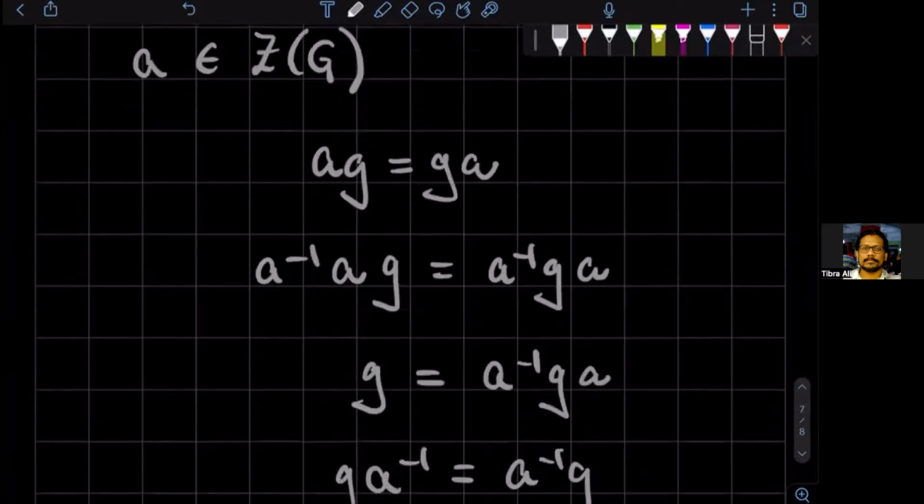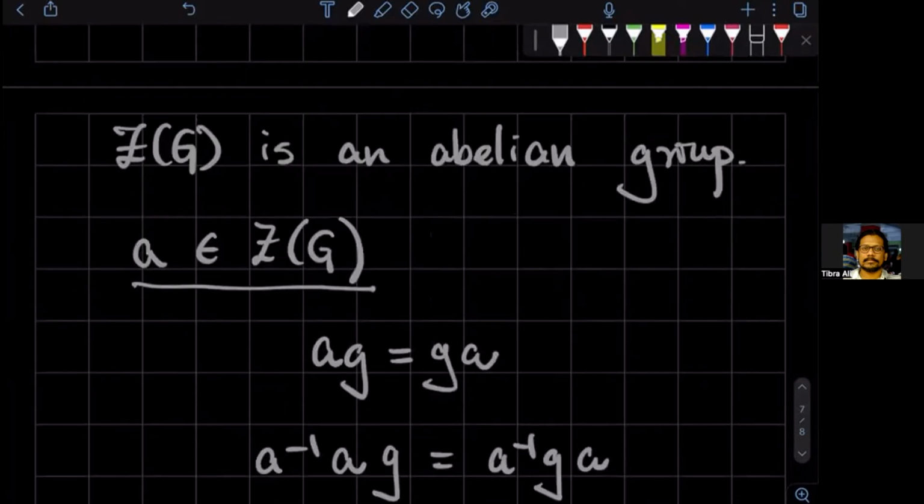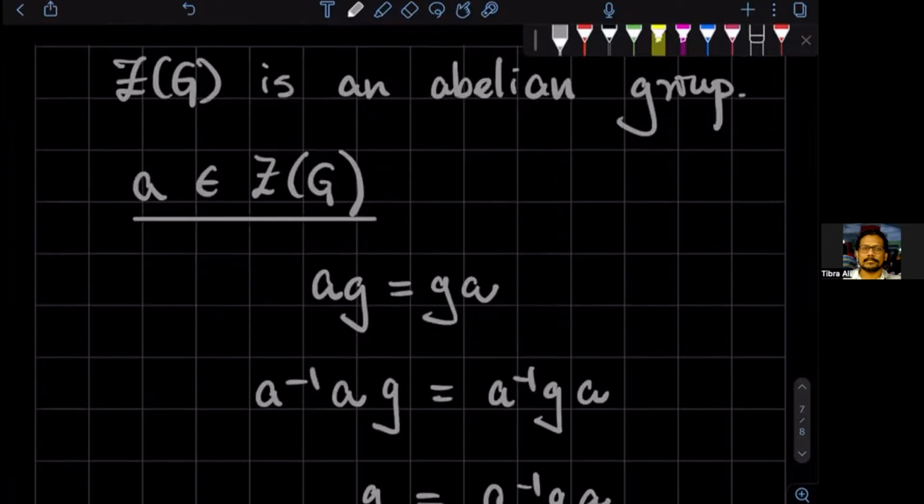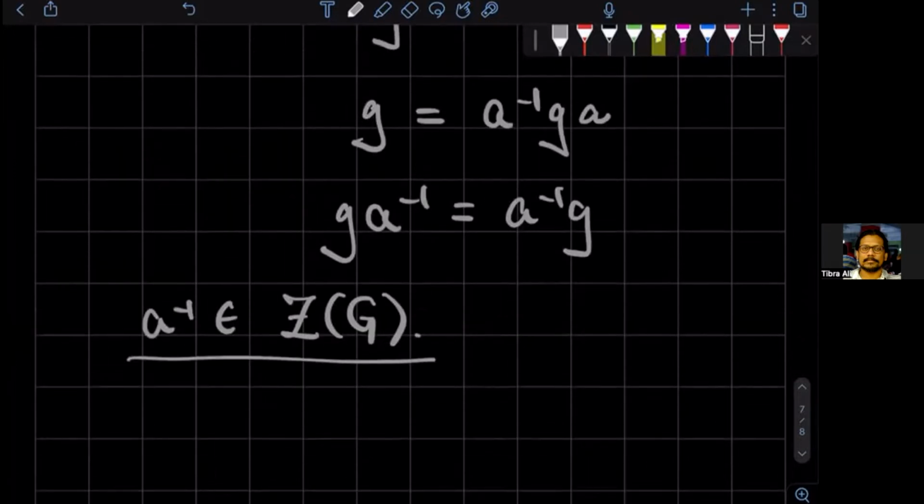Okay, so what we have shown is that if A is in the center of G, then A inverse is also in the center of G. And this is just one of the axioms, one of the postulates, that I've just shown Z of G satisfies. You can show the other ones, they're very easy. Okay.